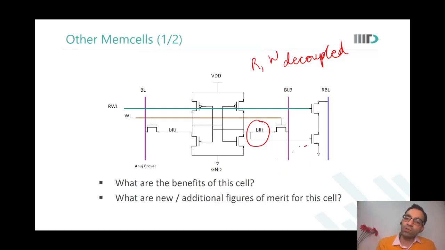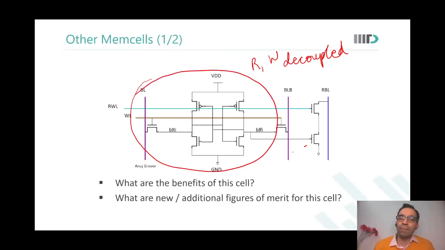Additionally, since read operation is not even of consequence, I simply size my write port according to the requirements of the write operation. So I can actually make a more optimal cell, which is faster also and which is more stable also. Are you able to see this?